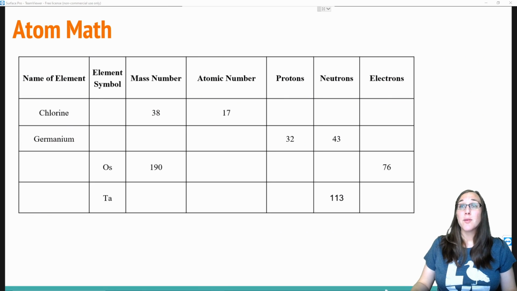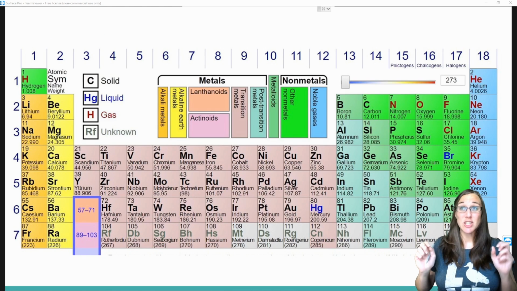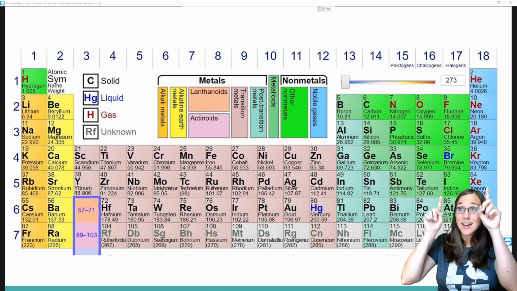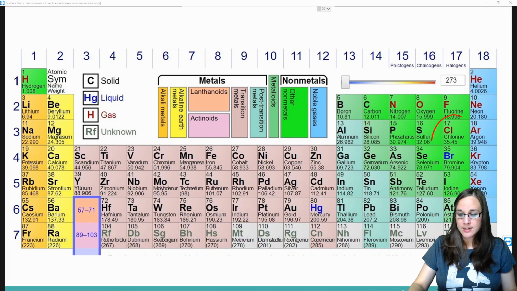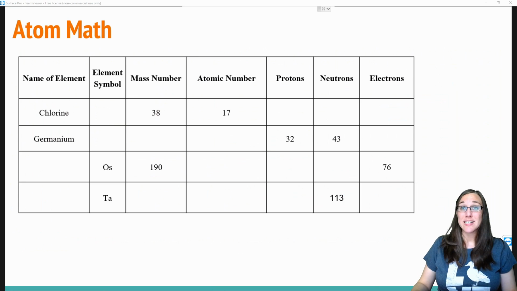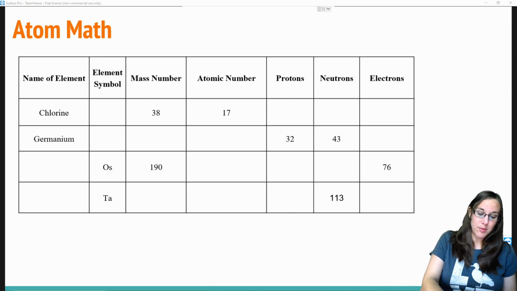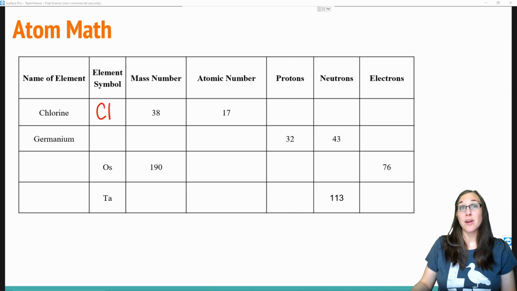Before we jump into it, let's figure out what we need. For the first row, we're looking at chlorine. If you don't know the element symbol, then we need to go on a little bit of a hunt, a little bit of a search. Looking through this periodic table, we're looking for the name chlorine. And hopefully you can see that pretty readily. It's above my head right there. So chlorine, number 17, is Cl. Let's go back to the previous slide, and we would write element symbol Cl for chlorine.